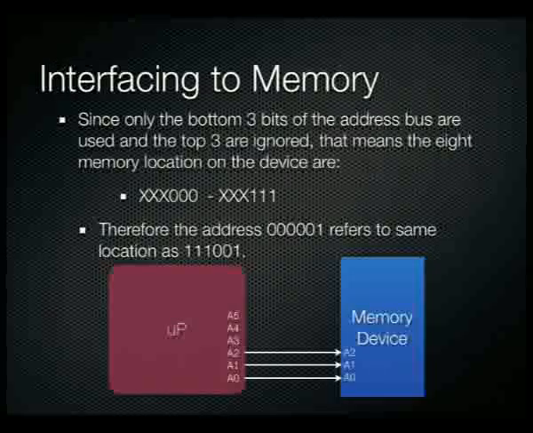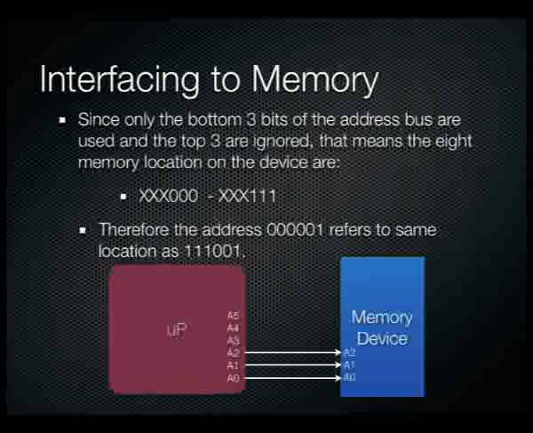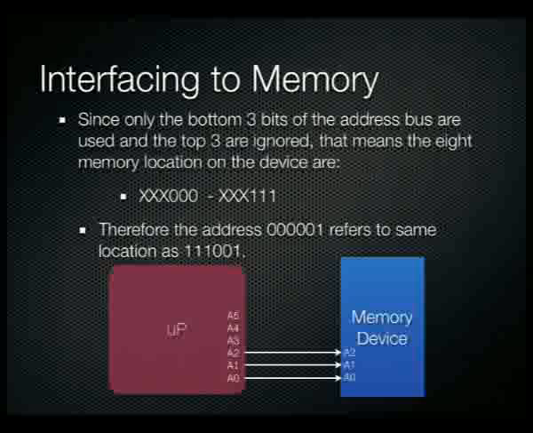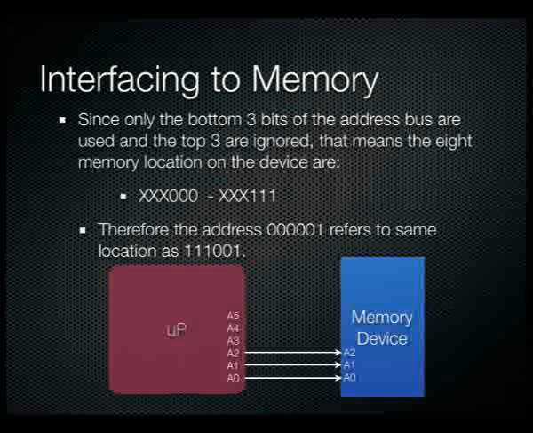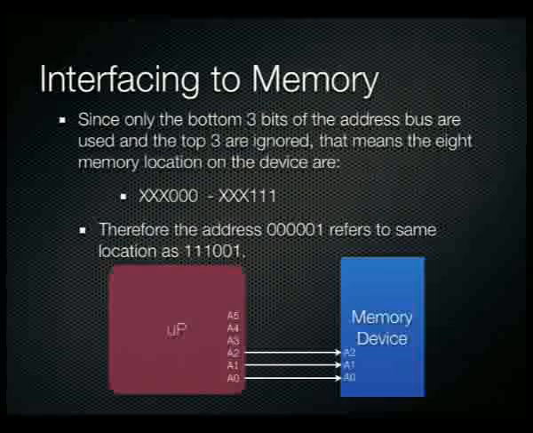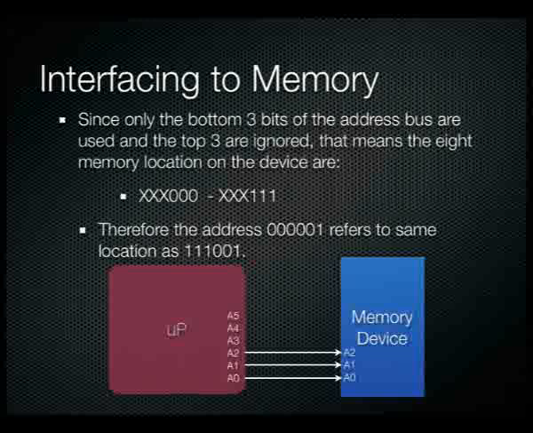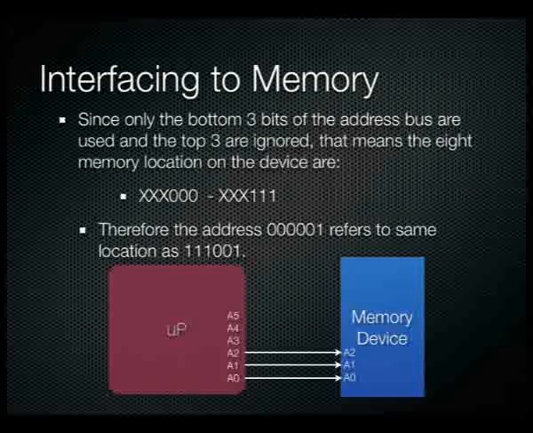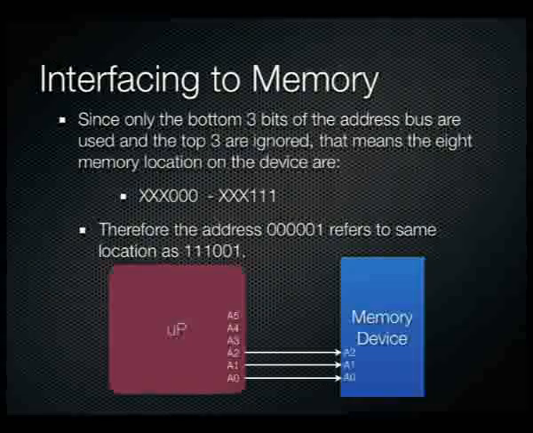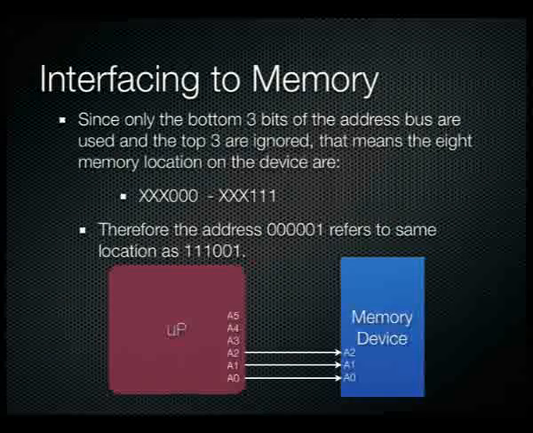So effectively what will happen is that the memory device will appear at multiple locations. Address 000001 inside our microprocessor will be exactly the same location as 111001, because the top 3 bits we don't care. They can be whatever, 0 or 1, any combination, and they refer to the same memory locations. It's only the lower 3 bits that actually define the particular register, or the memory element, inside that memory device.